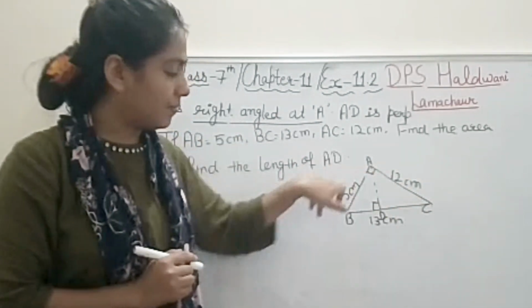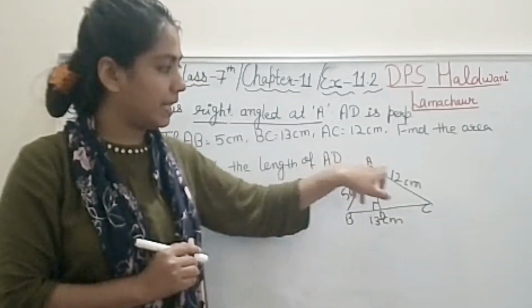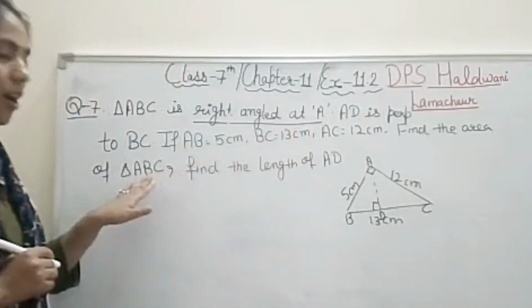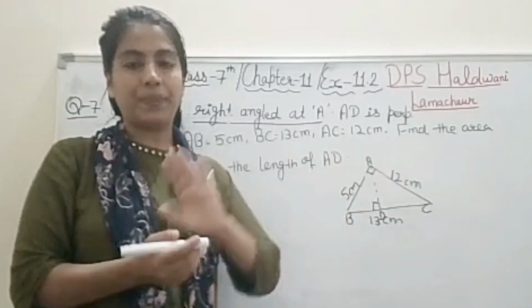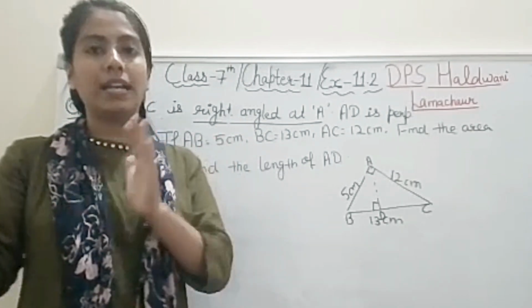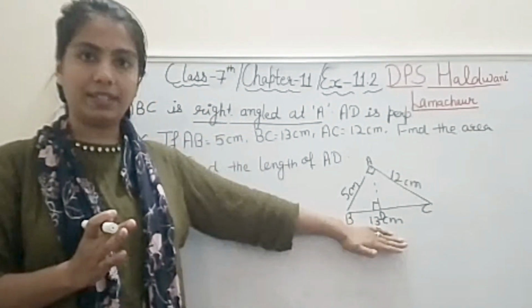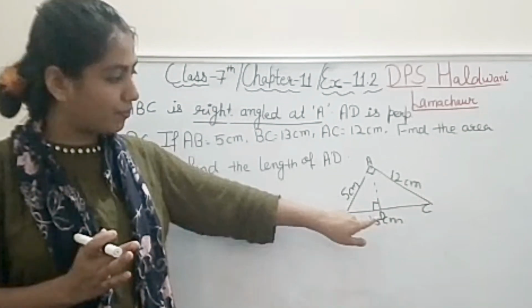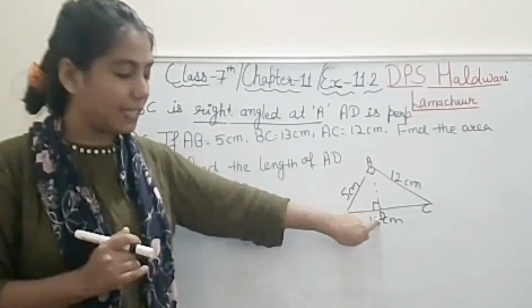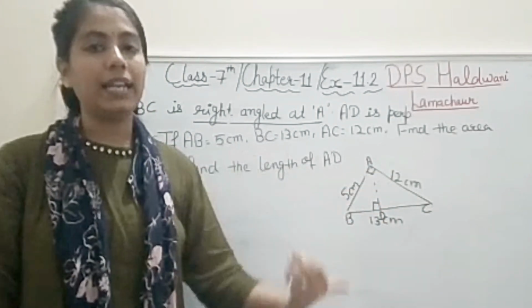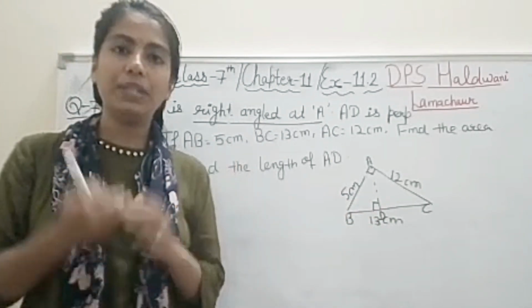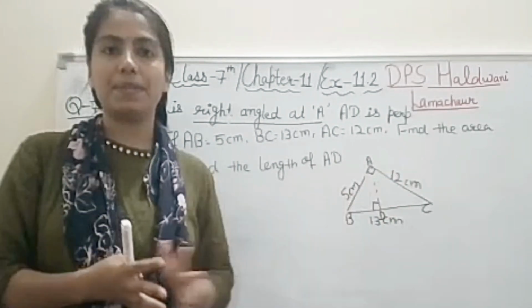If AB is 5, BC is 13 centimeter and AC is 12 centimeter is given to you, find the area of triangle ABC. And as you know, the area of triangle is half base into height, right? So base is 13 centimeter because height is forming on BC only. So base we will take BC only and height is AD. So AD height again we don't have in the equation, right student? So how do we take out the area of triangle ABC?